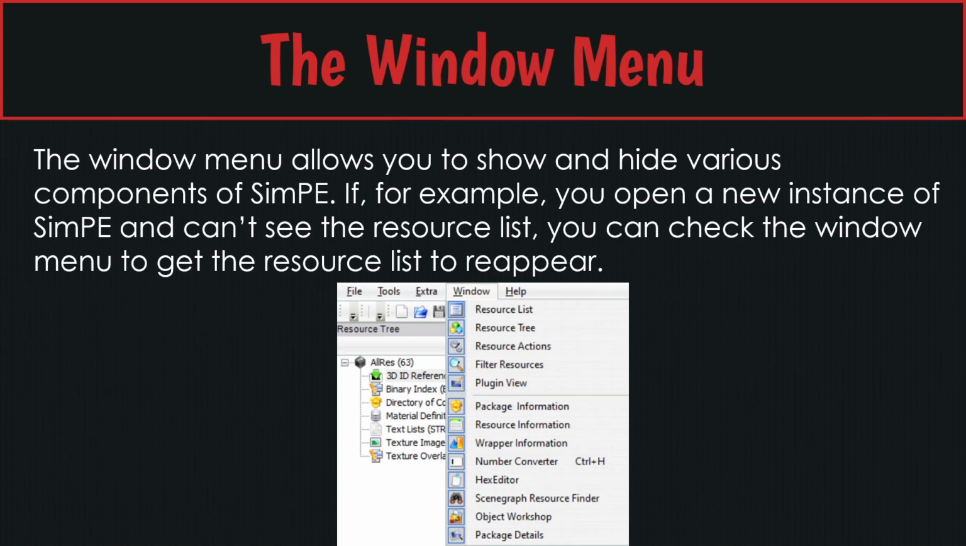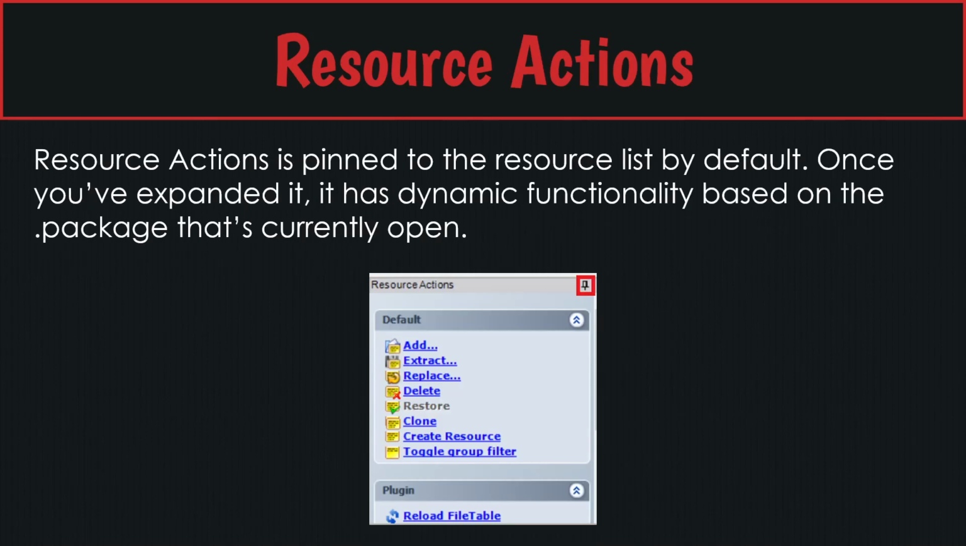If you open a new instance of SimPE and for some reason you can't find the resource list, you can show it in the window here. And then we have resource actions. By default, it's up on the top right. It's pinned to the top right corner of the resource list.